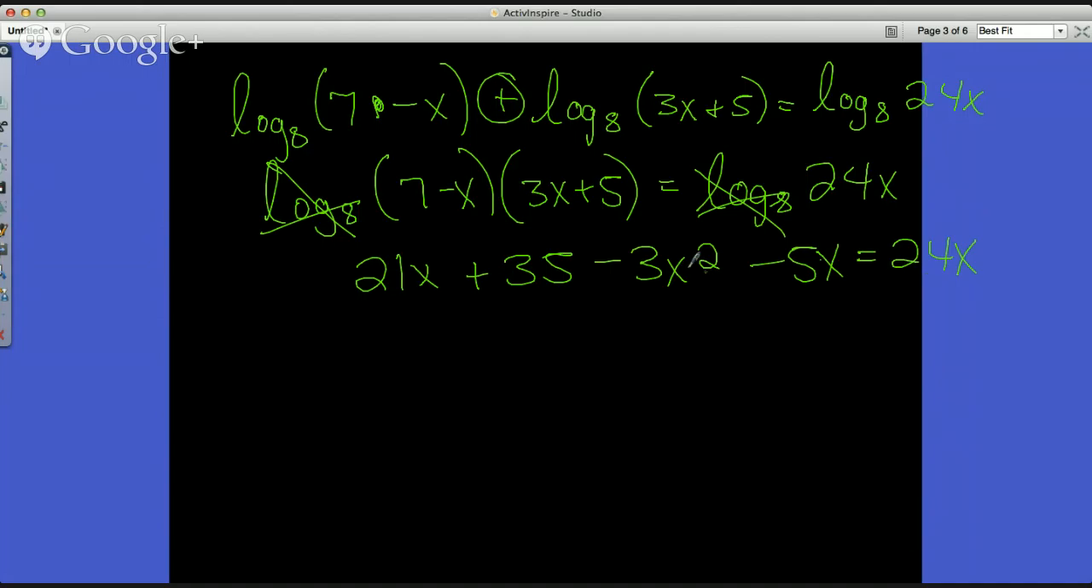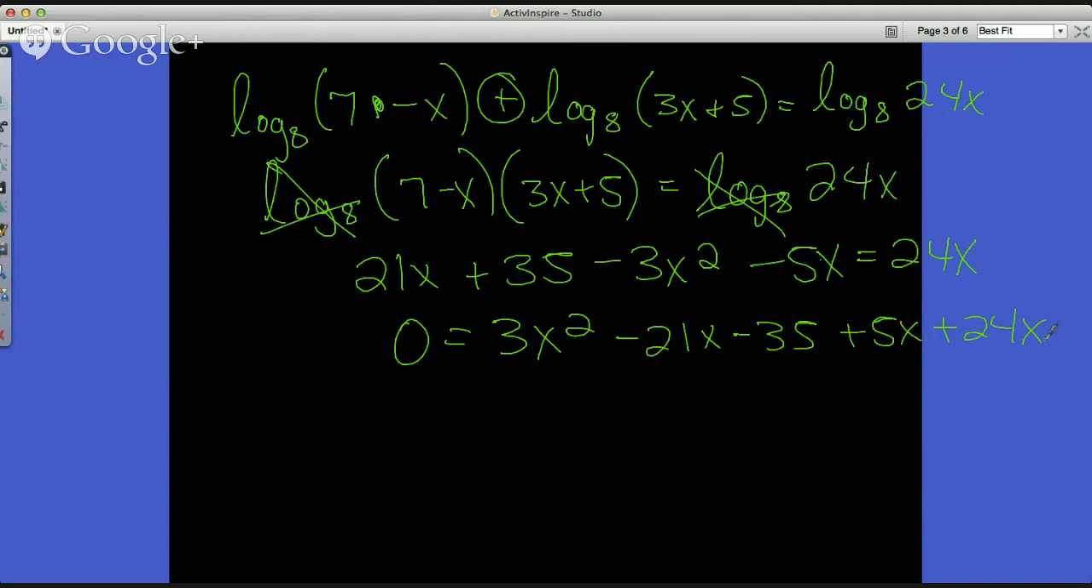Now we'll get everything on one side. Since this negative 3x squared is on the left, let's get everything to the right side so the x squared is positive. So if I move everything over, what I have is 0 equals 3x squared, minus 21x, minus 35, plus 5x, plus 24x. Now, is anyone stuck right now? Or does this make sense? So we're just moving everything to where the x squared is positive.